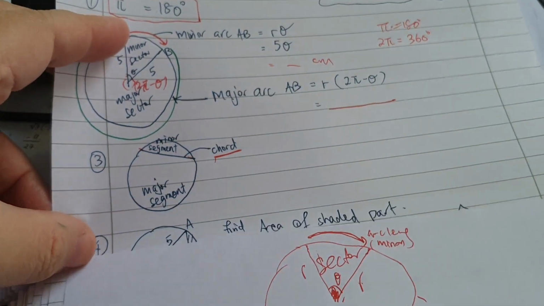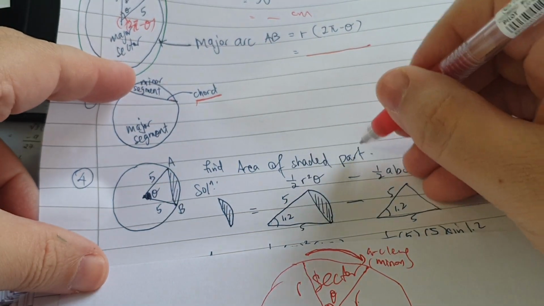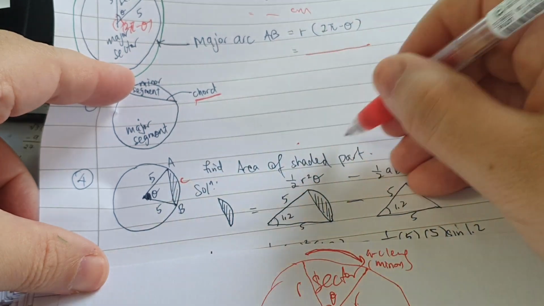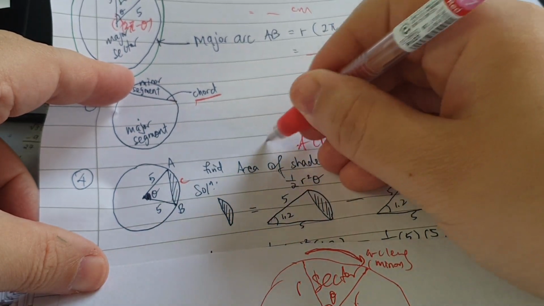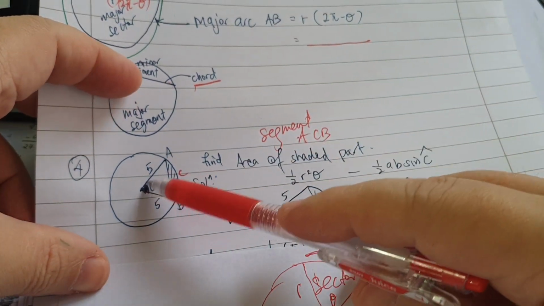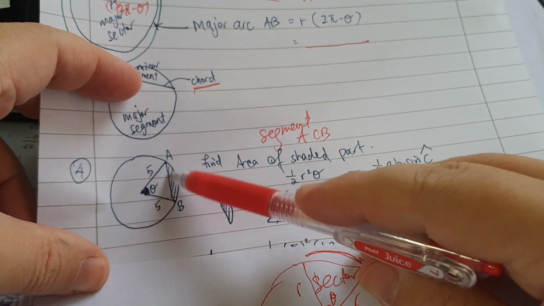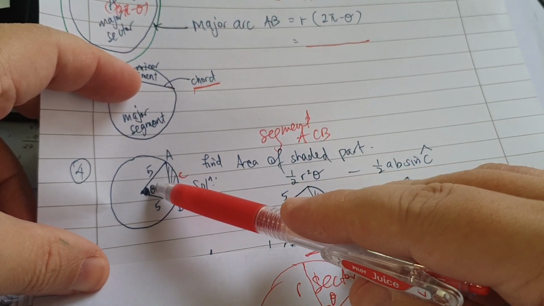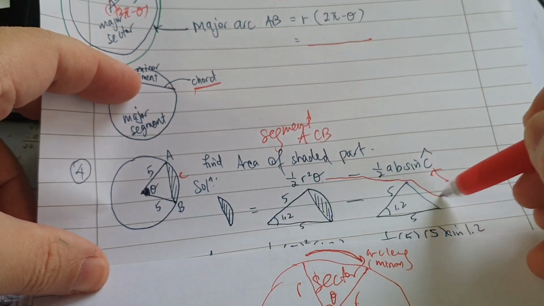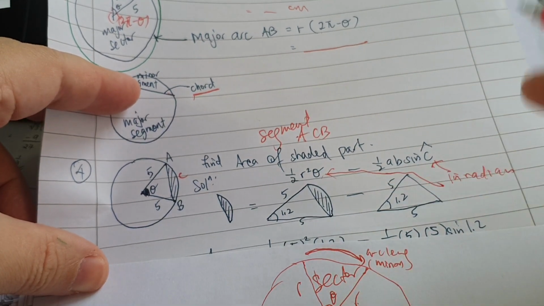So how do I find the area of this segment? They will say find the area of the shaded part, or find the area of the segment. Let's say this is C. They will say segment ACB. Then you go and find it. You take the sector, which is half r squared theta, minus the triangle, which is half AB sine C. When you apply all these, your calculator mode must be in radians, otherwise your answers will be all wrong.